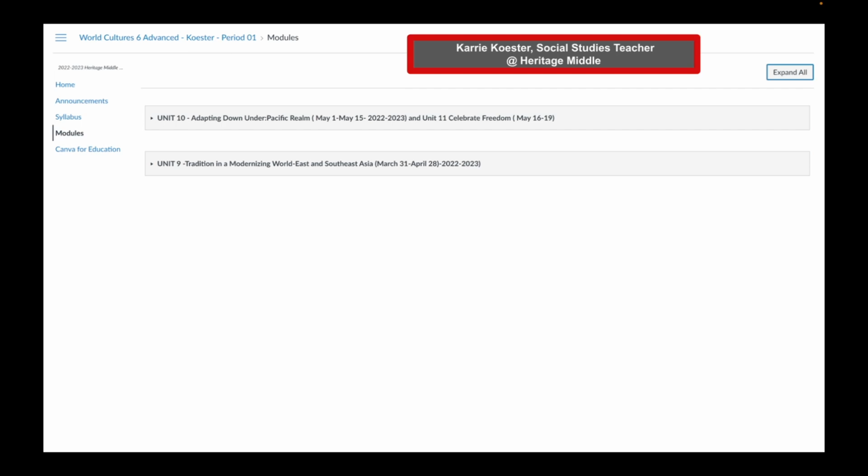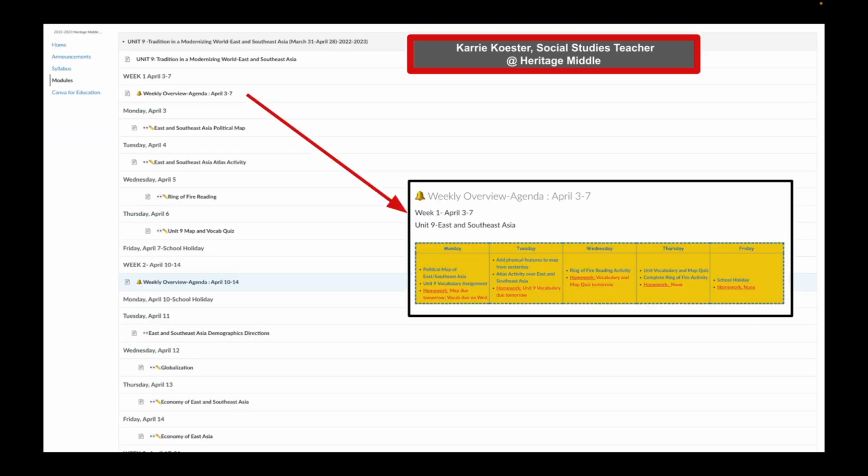And I also love that Mrs. Kester has her most recent unit on top. Notice Unit 10 is on top of Unit 9, preventing the students from scrolling down to find the most current module. I also love that her naming conventions include the dates as well as the unit name.